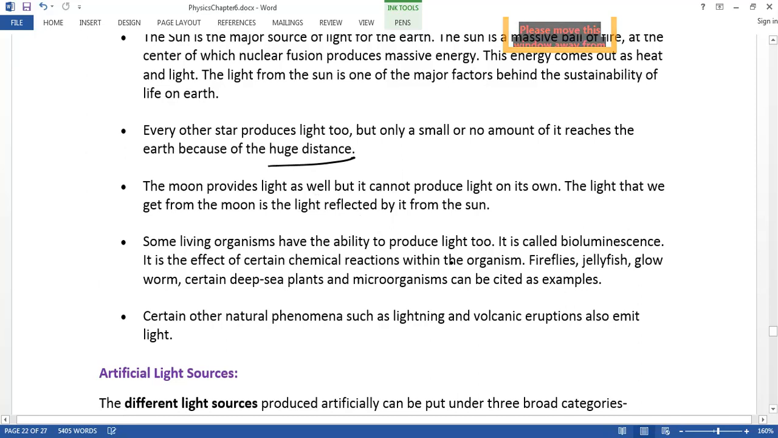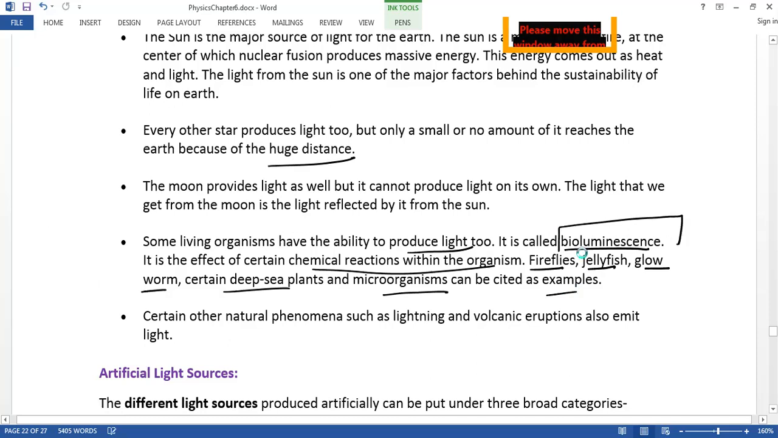Some living organisms have the ability to produce light too, that is called bioluminescence. Some organisms produce light because of chemical changes that take place in their body. For example, fireflies, jellyfish, glowworms, and certain deep sea plants and microorganisms are some examples of this. These are called bioluminescence. So these are examples of some natural sources.